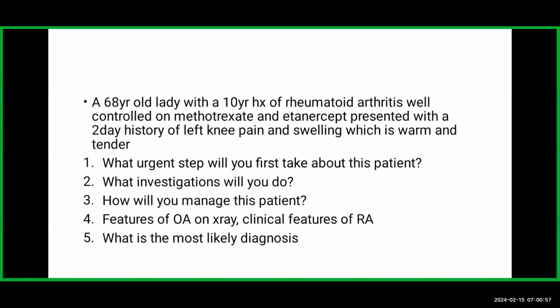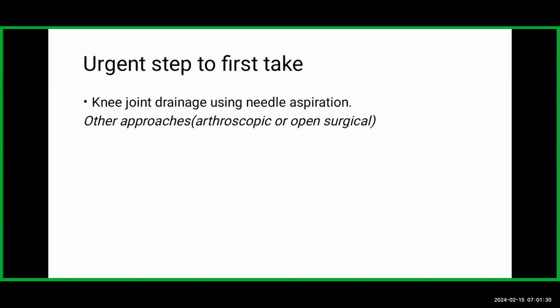The question is about a 68-year-old lady with a 10-year history of rheumatoid arthritis, well controlled on methotrexate and etanercept, who presented with a 2-day history of left knee pain and swelling, which is warm and tender. So one, what urgent step will you first take about this patient? What investigations will you do? How will you manage this patient? Features of osteoarthritis on X-ray and clinical features of rheumatoid arthritis, and then what is the most likely diagnosis?